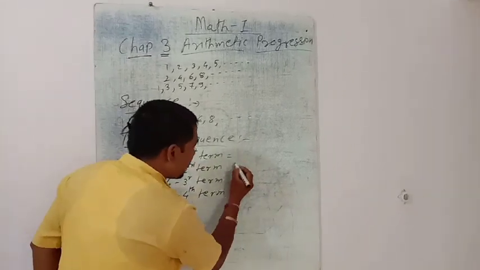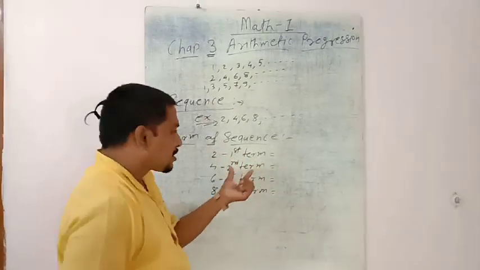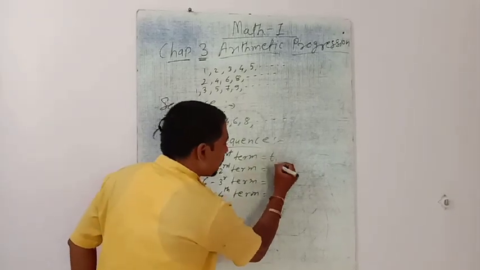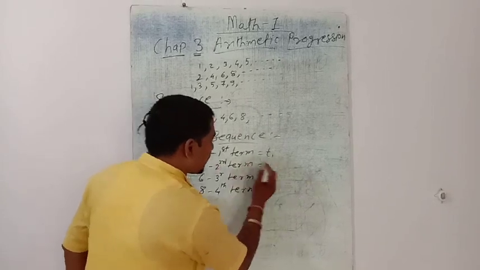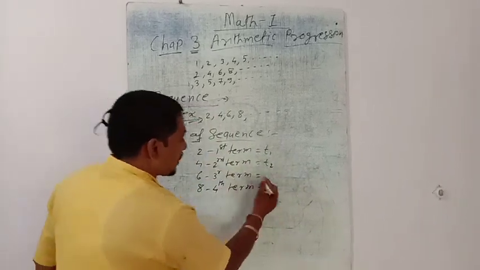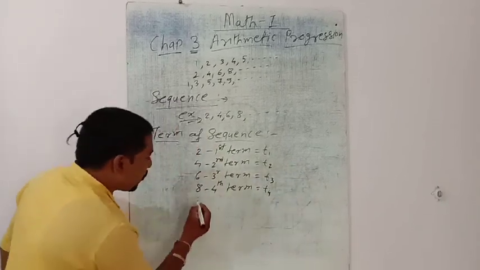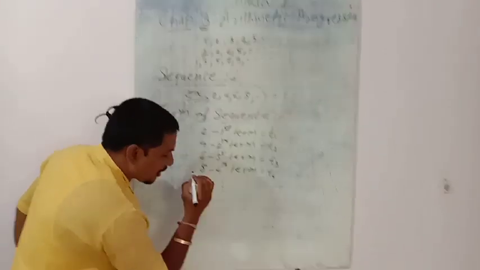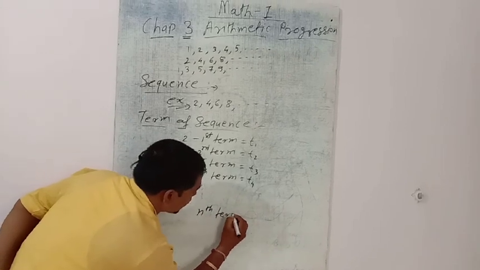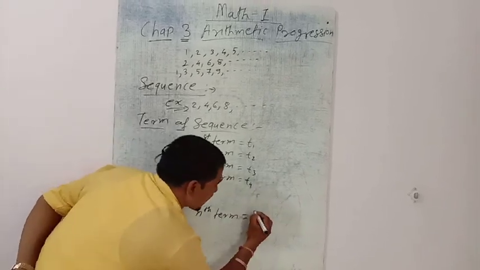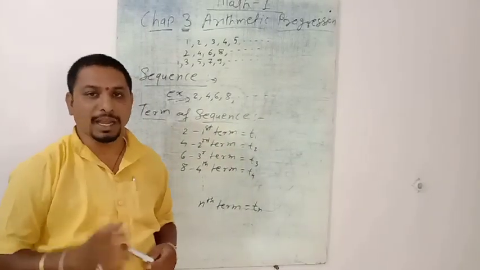But it is denoted by a letter. The first term is T1. The second term is 4, so the second term is denoted as T2. The third term is denoted as T3, and the fourth term is denoted as T4. We go on in the same manner. The last term is the nth term, and the nth term is denoted as Tn.